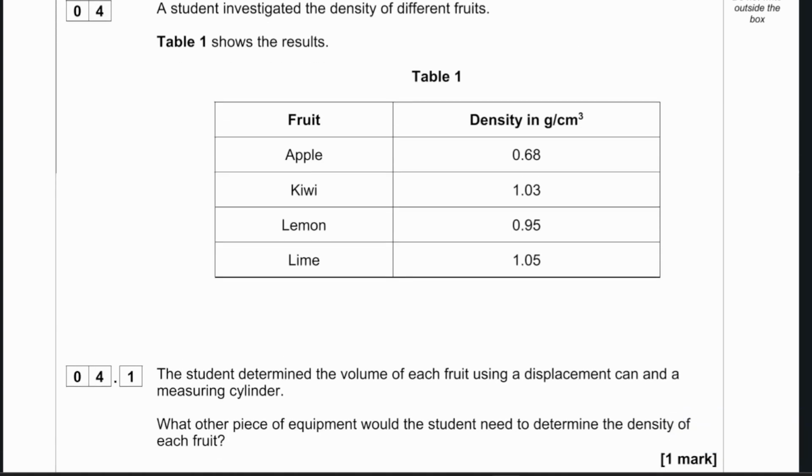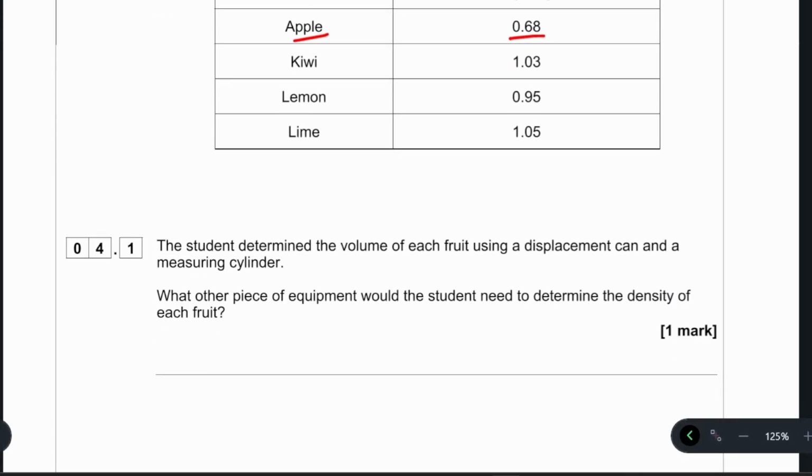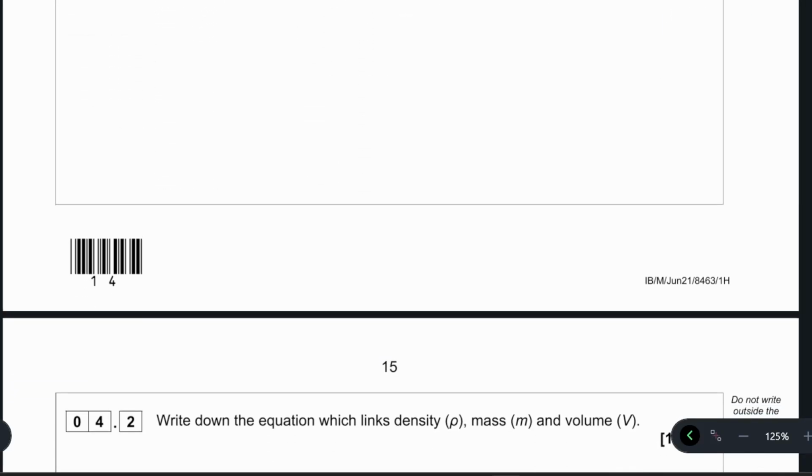A student investigated density of different fruits, and table 1 shows the results. So they worked out the density for several different fruits. The student determined the volume of each fruit using a displacement can and a measuring cylinder. What other piece of equipment would the student need to determine the density of each fruit? So to answer this one, we need to know that density is related to the mass and the volume. Specifically, it's the mass per unit volume. So we also need the mass. We've already got the volume. He's measured that. So in order to measure the mass, what piece of equipment do we actually need? Well, we can use a weighing scale to work out the mass. Nice easy one to start off with.